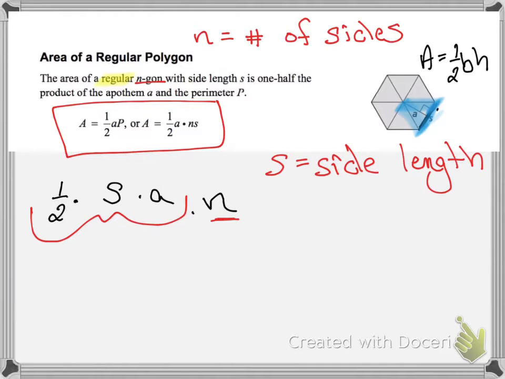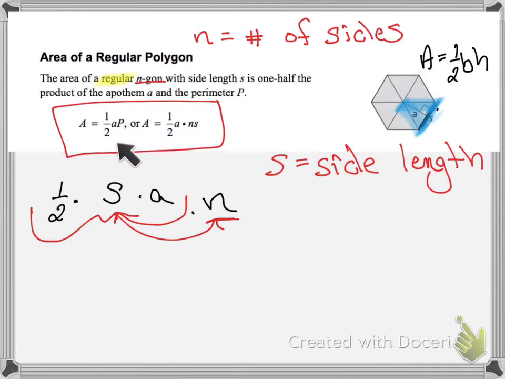Okay, but if I take the number of sides here, so let's say there's 8 sides, times the side length, let's say the side length was 10. That would give me the perimeter. So if I put this n and this s together, that gives me the perimeter. So then that's where this equation comes from: 1/2 a times the perimeter. Depending on what information you have determines which of these two equations you want to use.